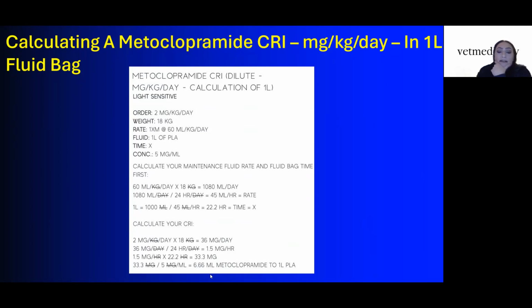Now we need to plug in that information to our CRI. 2 mgs per kg per day times 18 kgs equals 36 milligrams per day. 36 milligrams per day divided by 24 hours per day equals 1.5 milligrams per hour. 1.5 milligrams per hour times 22.2 hours, our fluid bag time, equals 33.3 milligrams. 33.3 milligrams divided by 5 mg per mil equals 6.66 mils metoclopramide to 1 liter plasmolite.